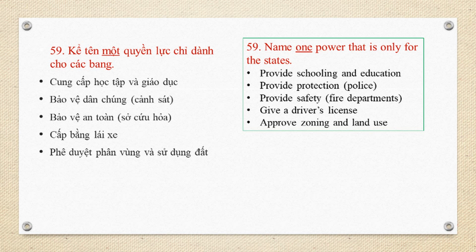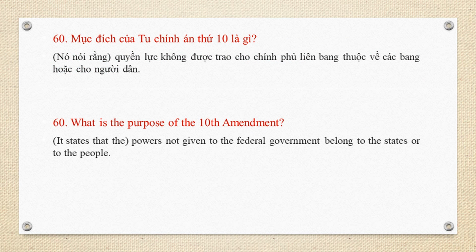59. Name one power that is only for the states. Provide schooling and education. Provide protection, police. Provide safety, fire departments. Give a driver's license. Approve zoning and land use. 60. What is the purpose of the 10th Amendment? It states that the powers not given to the federal government belong to the states or to the people.